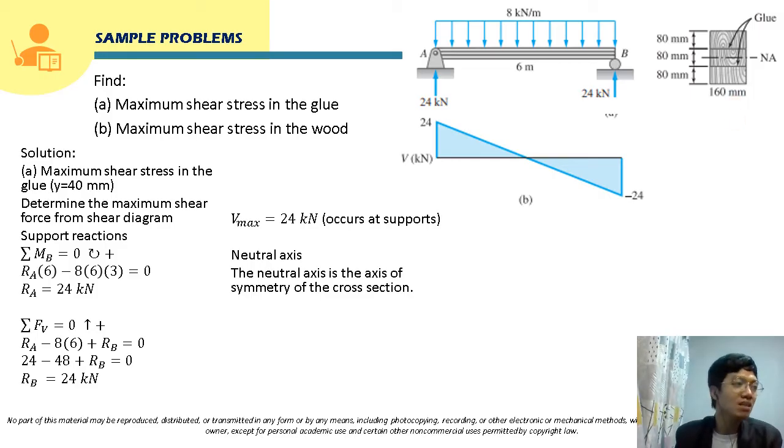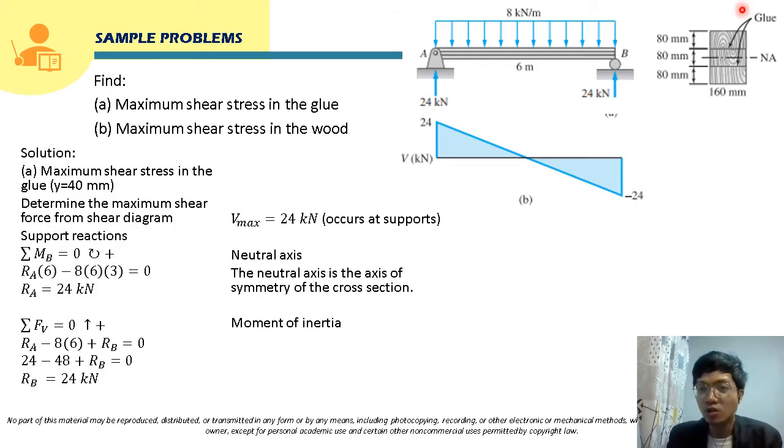Okay, yung next step natin, class, actually nasa second step pa rin tayo. We have to compute the moment of inertia. So for this cross-section, this is a rectangular cross-section. So yung moment of inertia natin, we will compute that about the neutral axis. So ito, class, ay moment of inertia about the x centroidal axis. So yung formula natin dun, class, ay bh cubed over 12.